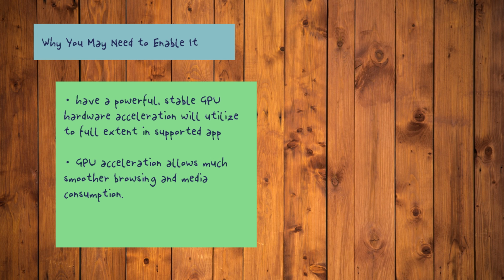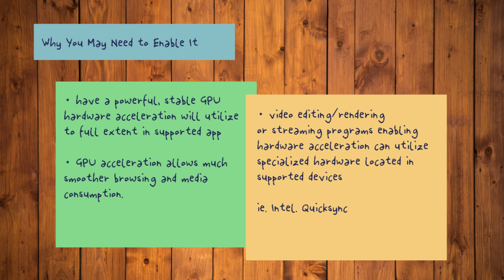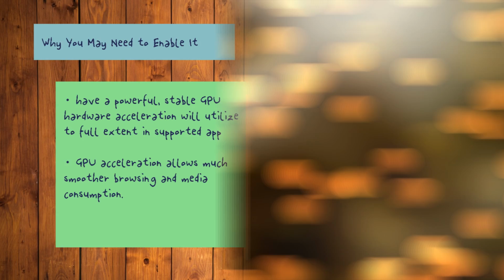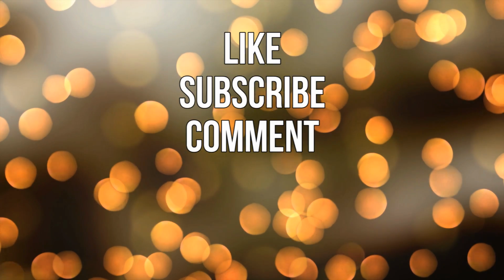In Chrome, for example, GPU hardware acceleration typically allows much smoother browsing and media consumption. In video editing or rendering programs like Sony Vegas or streaming programs like OBS, enabling hardware acceleration can allow one to utilize specialized hardware located in supported devices, typically the GPU or CPU. Intel QuickSync, for instance, is an addition to their modern CPUs designed for fast video rendering and encoding.